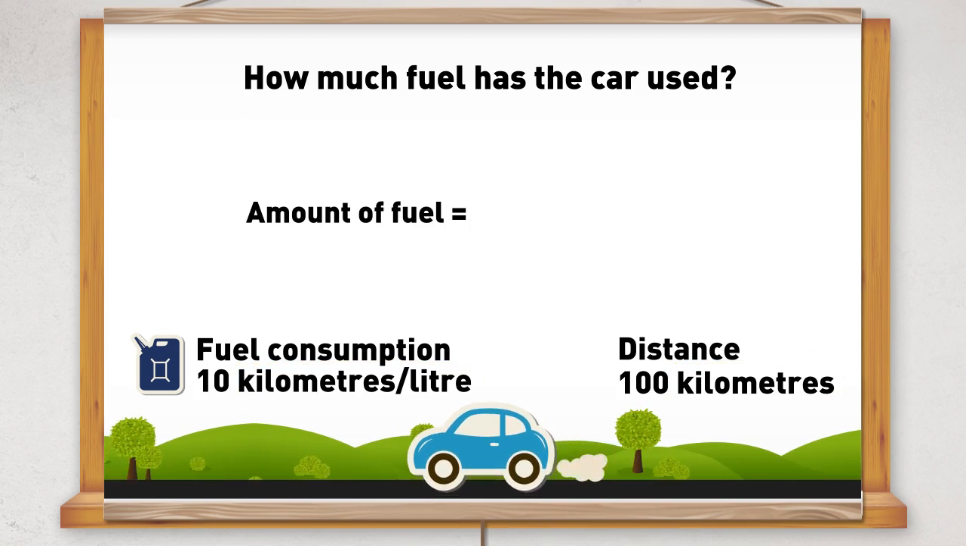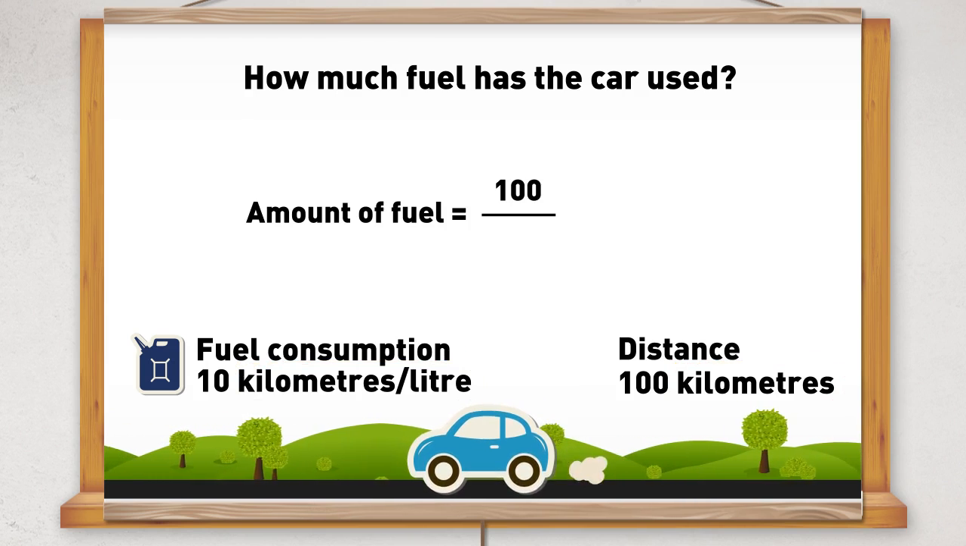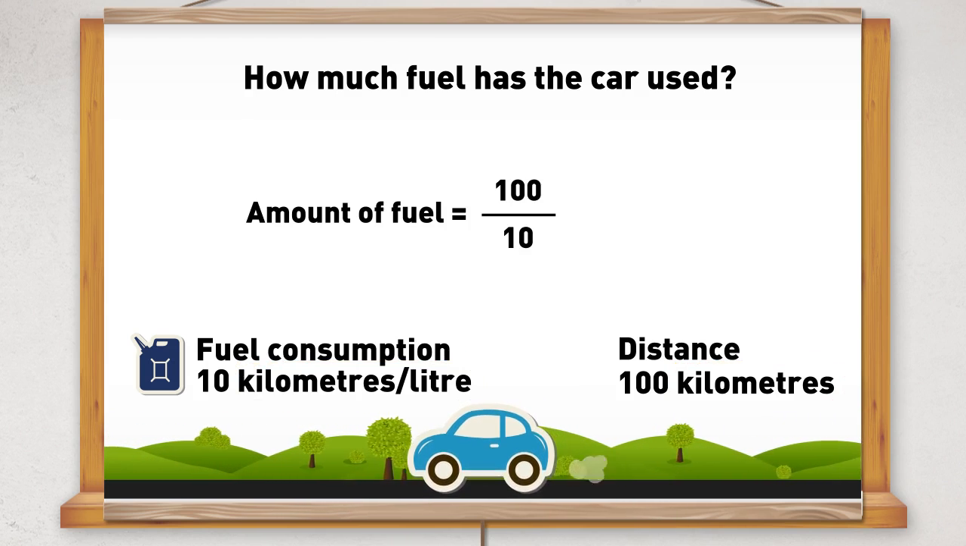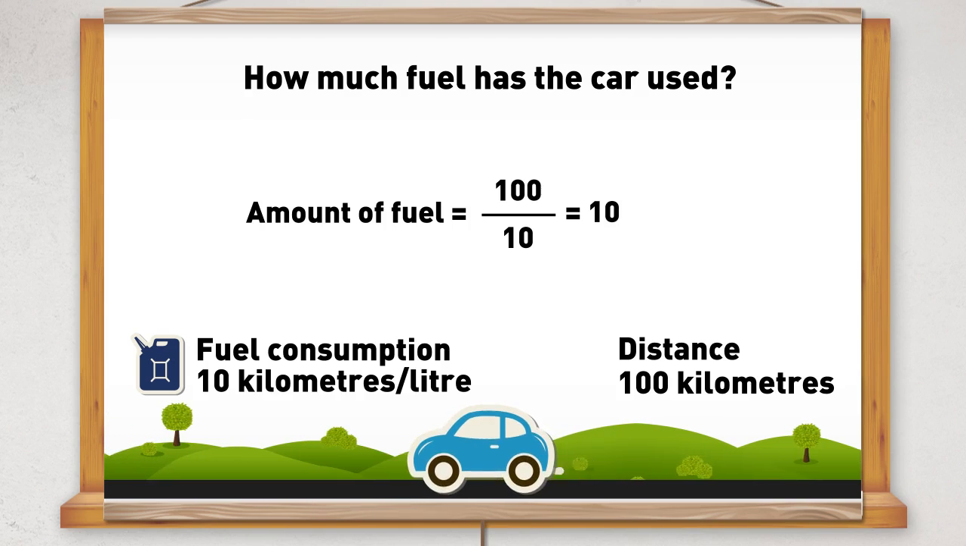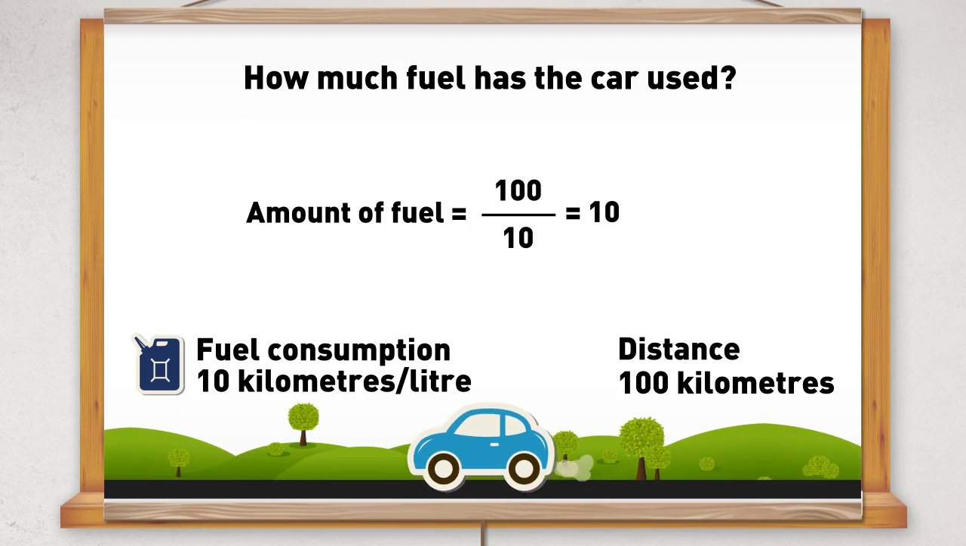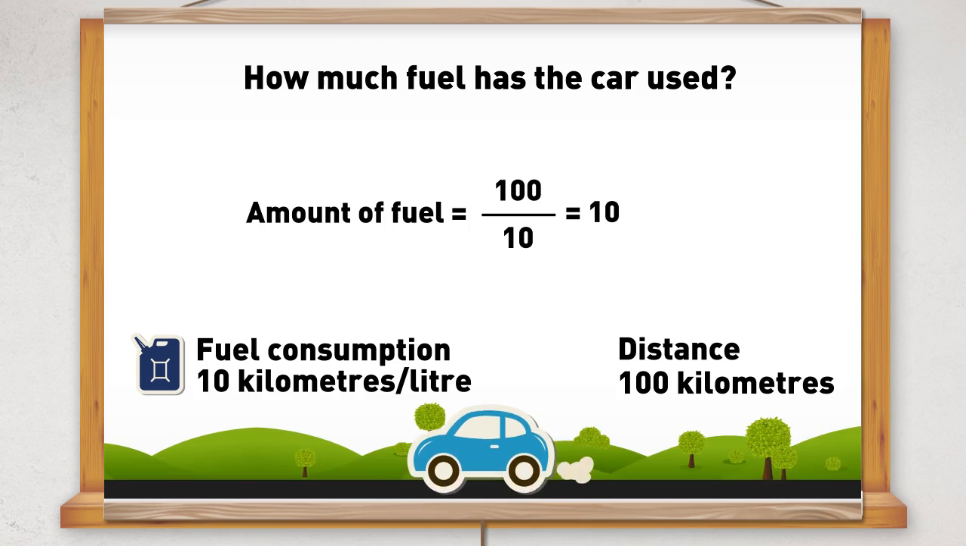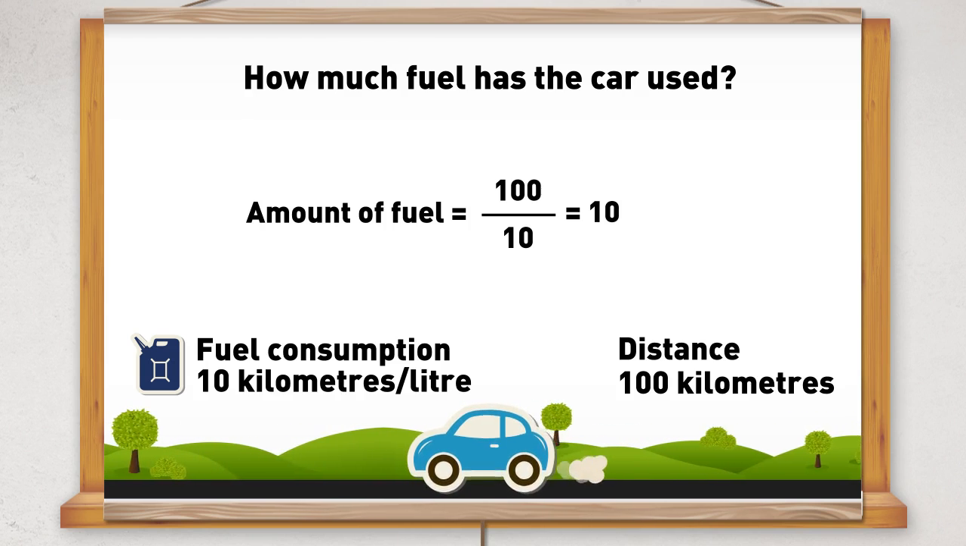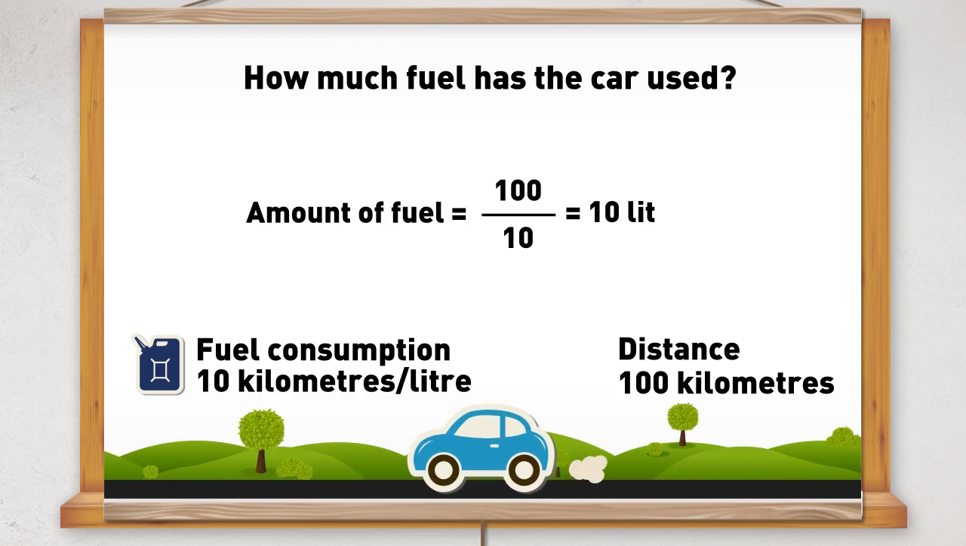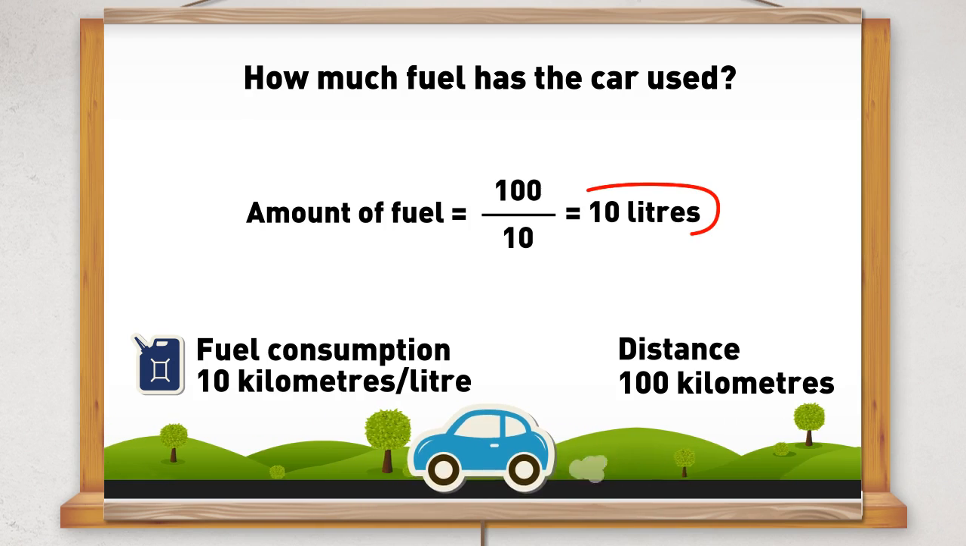So the fuel used equals the distance of 100 divided by the fuel consumption of 10, which equals 10. Since the units of the fuel consumption are kilometres per litre, the units of the calculated fuel used are litres. So the final answer is 10 litres.